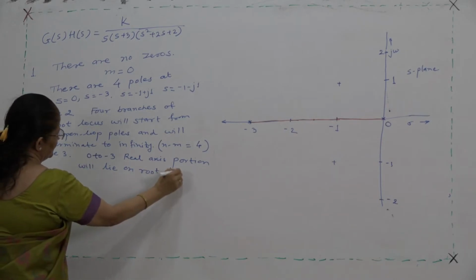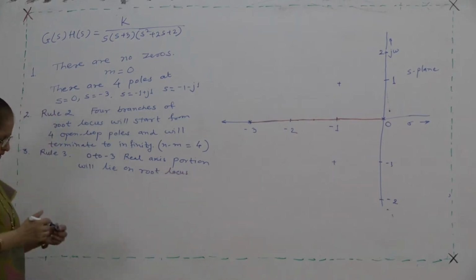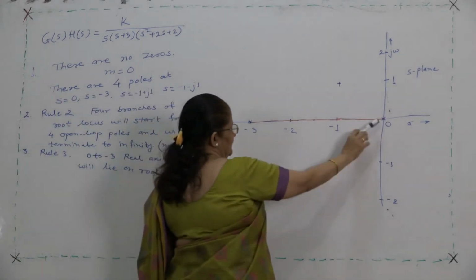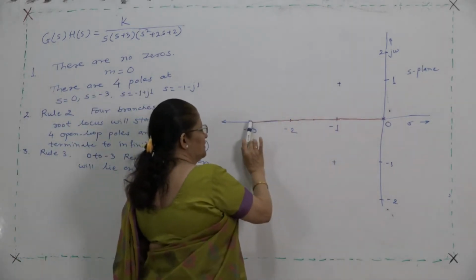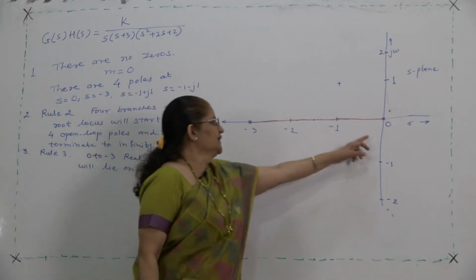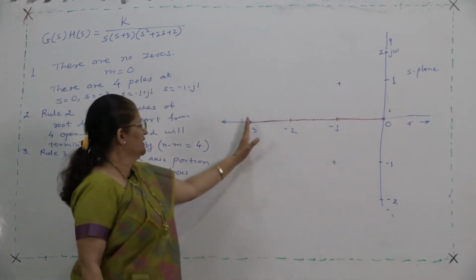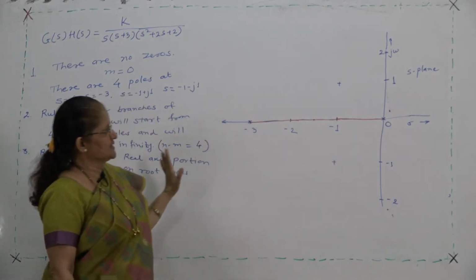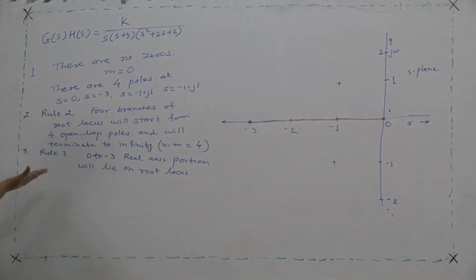So, here I am using another pen, a red pen. On your graph paper you make it dark by using pencil only, but make it dark so that you can understand this portion will lie on your root locus, while -3 to infinity will not lie on your root locus. Okay. So rule 3 is over. Next is rule 4. So what is rule 4?